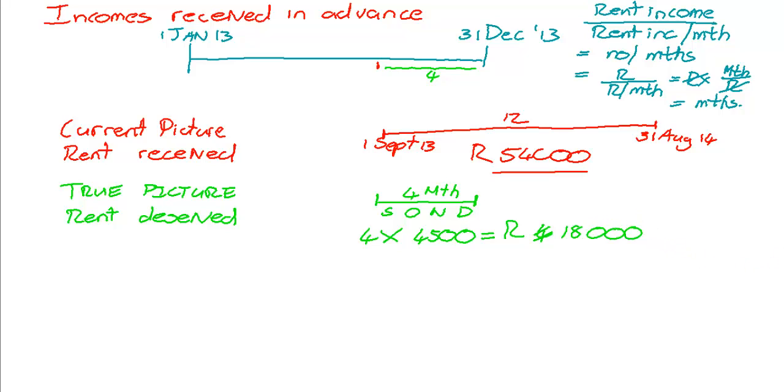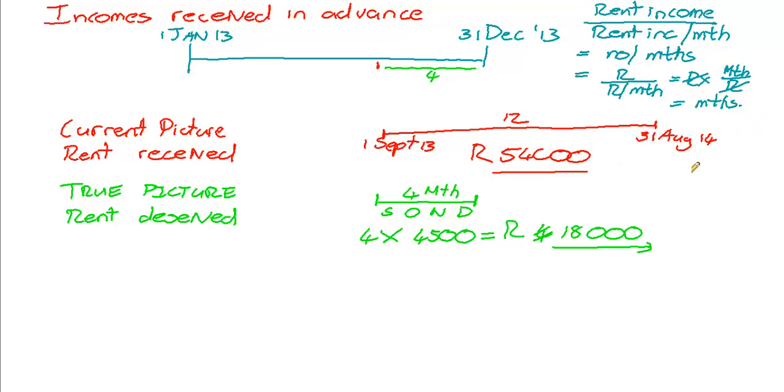Right, so that is the rent that the business, which is Focus Limited in this case, actually deserved during the financial year. They've only deserved rent for 4 months, because obviously when you get to the 31st of December, they've not yet been able to rent out their facility for this remaining 8 months.